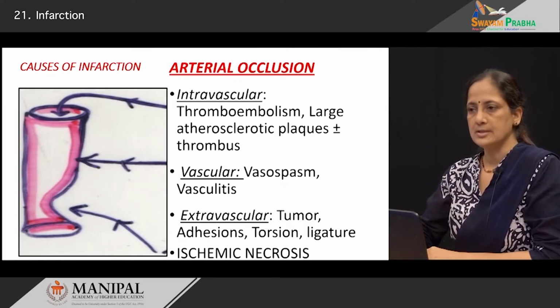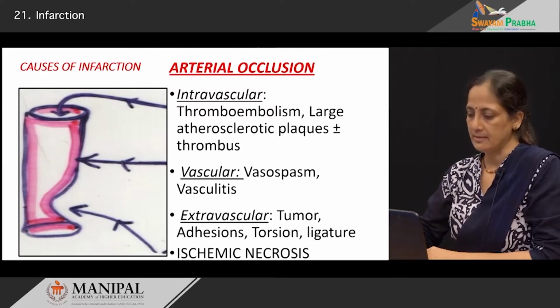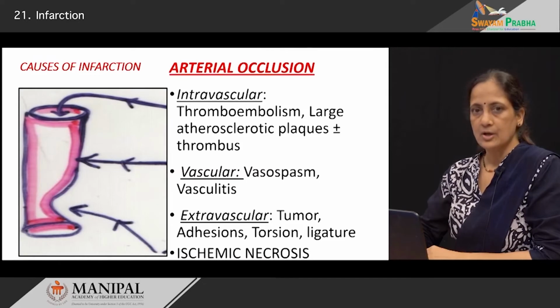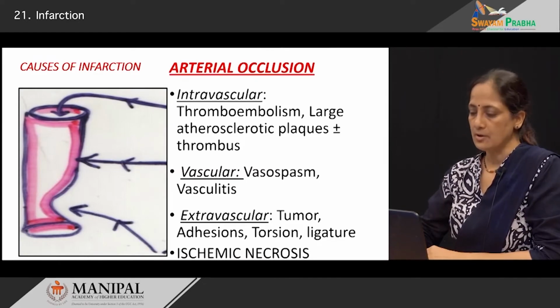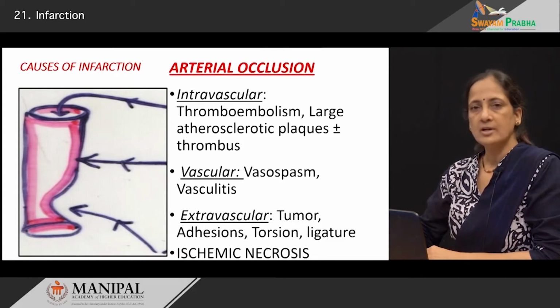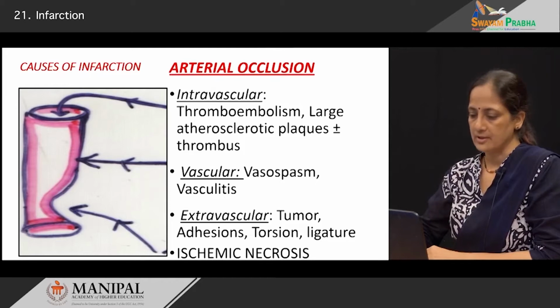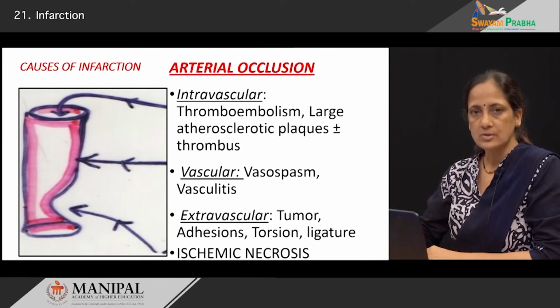The mural causes are those which involve the wall of the blood vessel, thereby vasospasm and vasculitis or inflammation of the blood vessels. Extravascular causes are those that cause compression of the blood vessels, for example, tumors, inflammatory adhesions, torsion or twisting of an organ on its pedicle, and tight ligatures. Whenever arterial occlusion is the cause for infarction, ischemic necrosis is seen within the tissue.